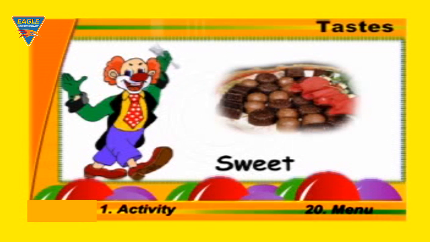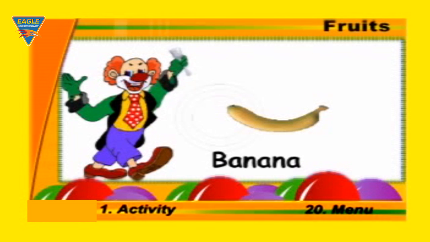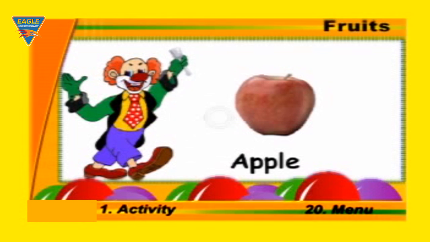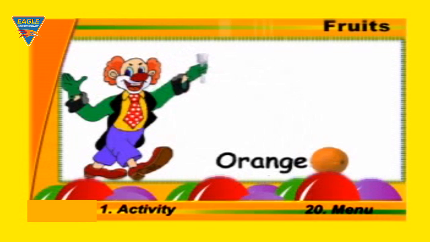Fruits. Papaya. This is a papaya. Banana. This is a banana. Apple. This is an apple. Grapes. These are grapes. Orange. This is an orange.